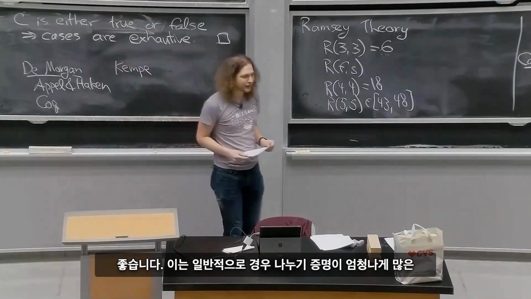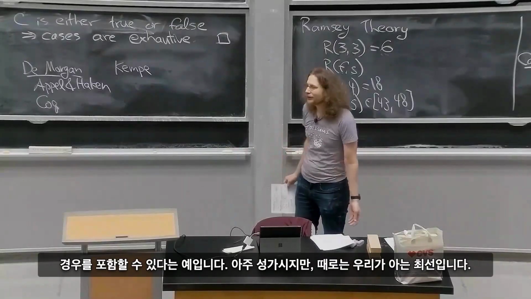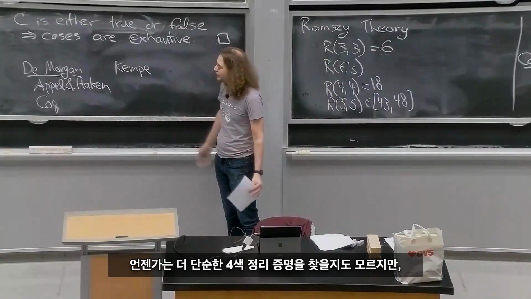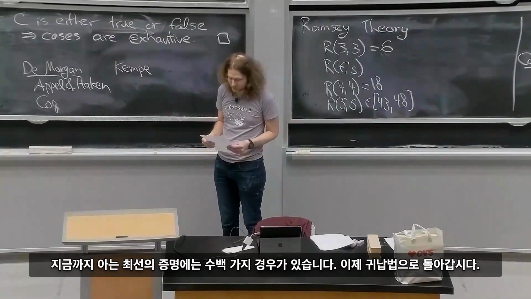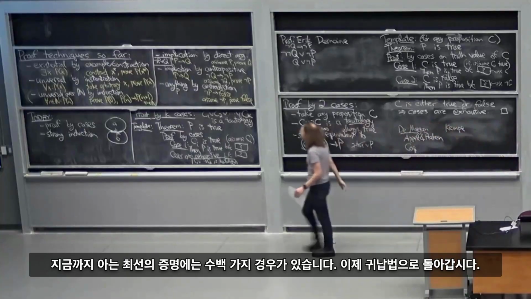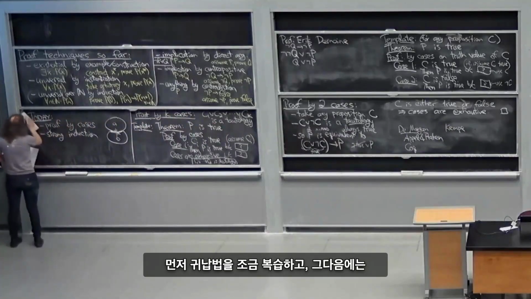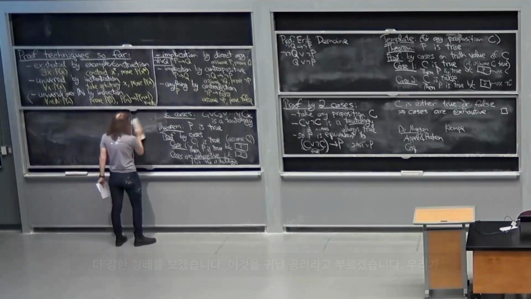All right, so that's just an example of, in general, proofs by cases can involve a zillion cases. It's very annoying, but sometimes that's the best thing we know how to do. Maybe we'll come up with a simpler four-color theorem proof at some point, but the best we know so far has hundreds of cases. All right, let's go back to induction. First, I want to review induction a little bit, and then we will get a stronger form of it.